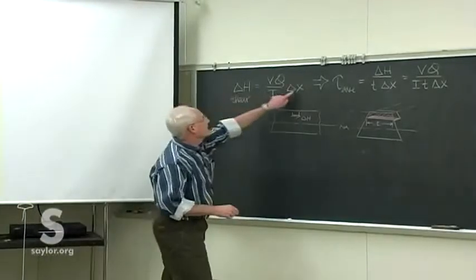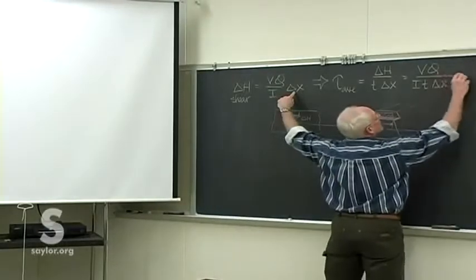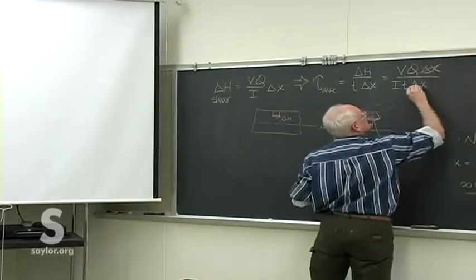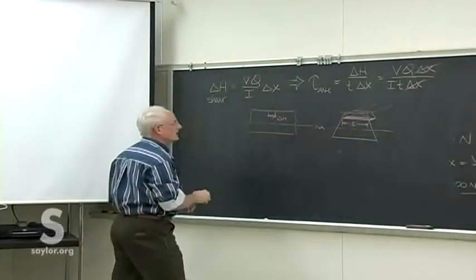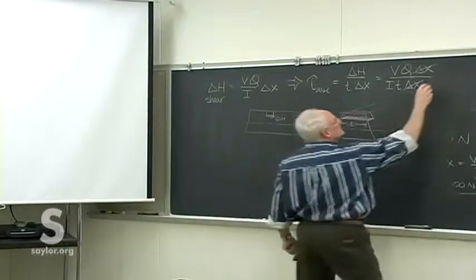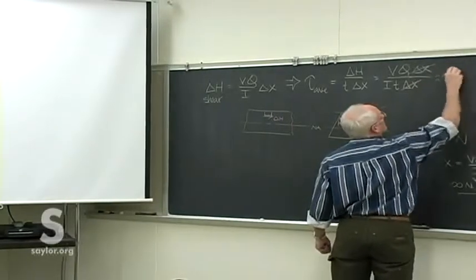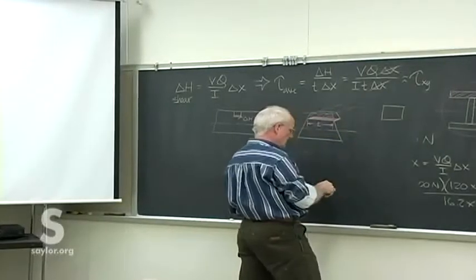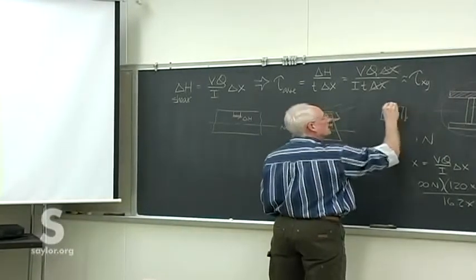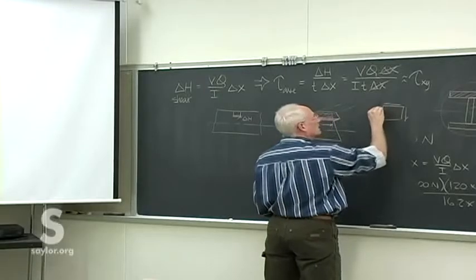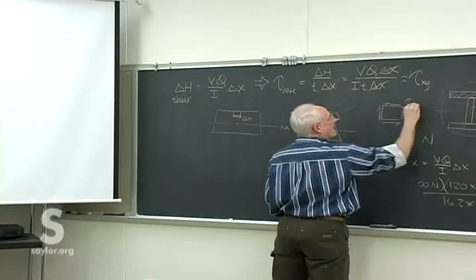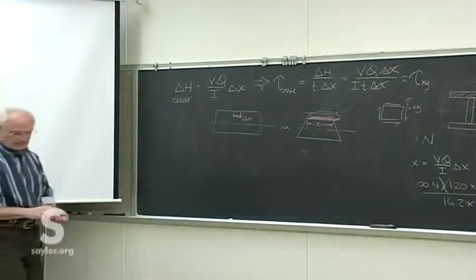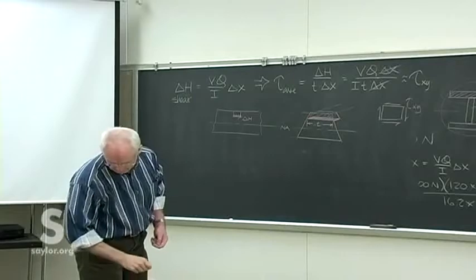Oh wait, I forgot this delta X here. So there's actually two delta X's. Good, because they cancel. So we get the average shear stress, which is about equal to the tau xy that we were looking at so many weeks ago, across the cross section like that.